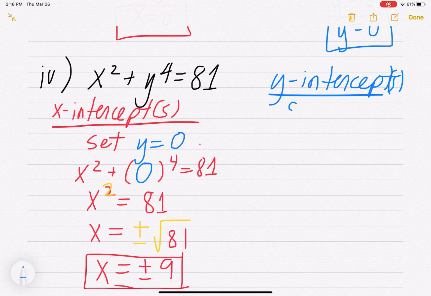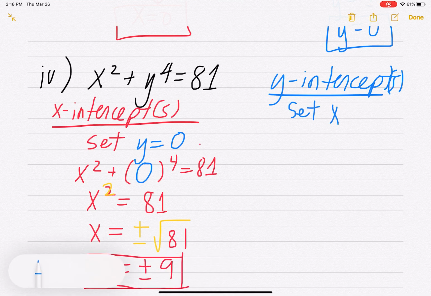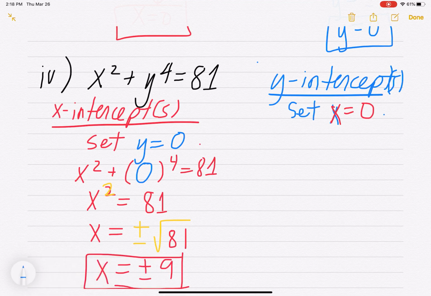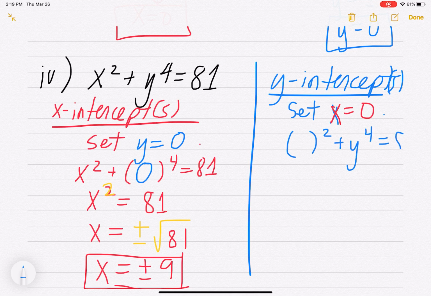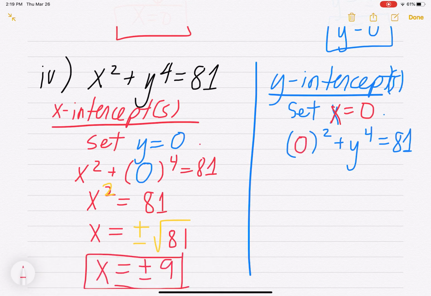And finally, the y-intercepts. Let's do them. Set the x-coordinate equal to 0 and solve for y. So here we go. What do we have? We have blank squared plus y to the 4th equals 81. So we have our template, and in place of the x, we're going to put a 0. Now, what's 0 squared? 0 squared is 0, so it's non-contributing, and we're left with y to the 4th equals 81. That's another even power equation.